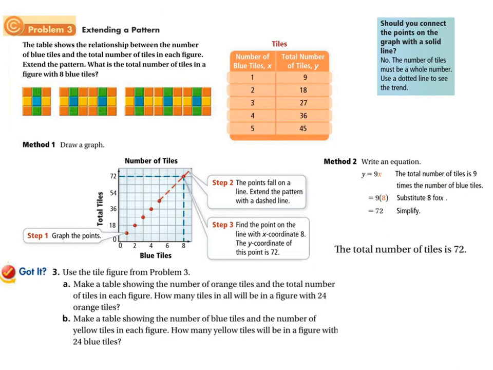This is a got it problem. Use the tile figure from problem 3. Make a table showing the number of orange tiles and the total number of tiles. How many tiles in all will there be with 24 orange tiles? That's the first part. And then make a table showing the number of blue tiles and the number of yellow tiles, blue to yellow. How many yellow tiles will there be in a figure with 24 blue tiles? Good luck.